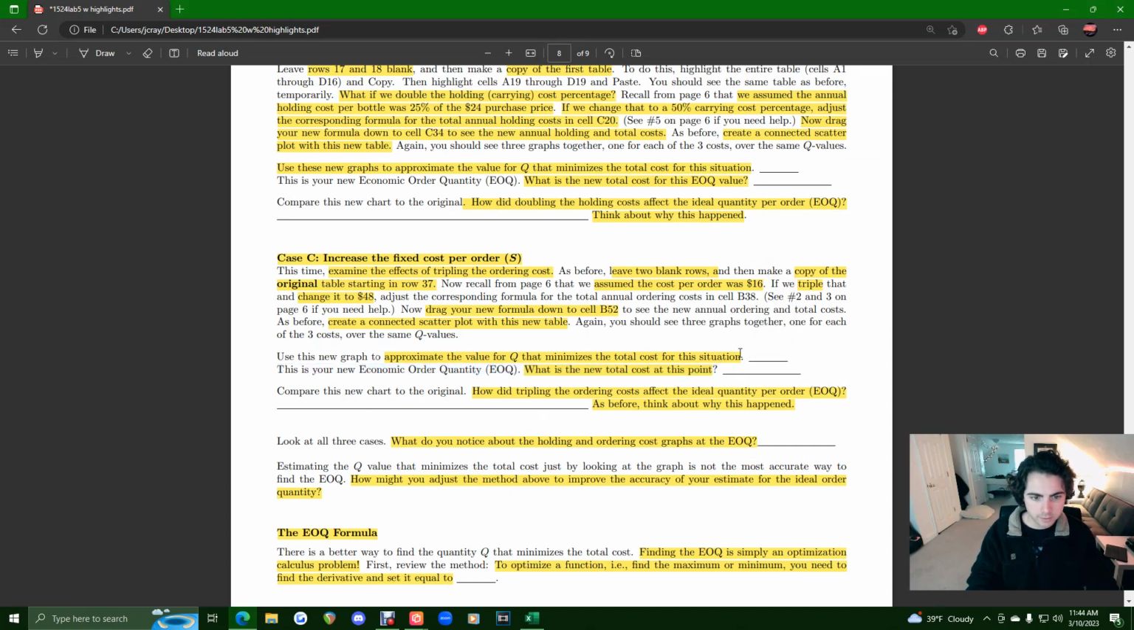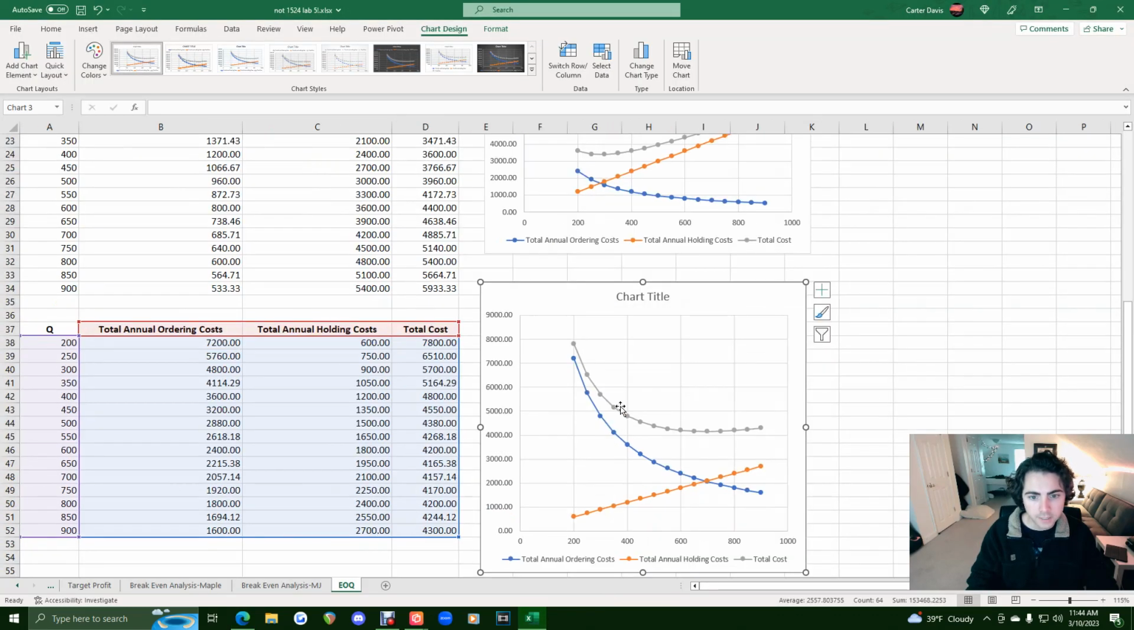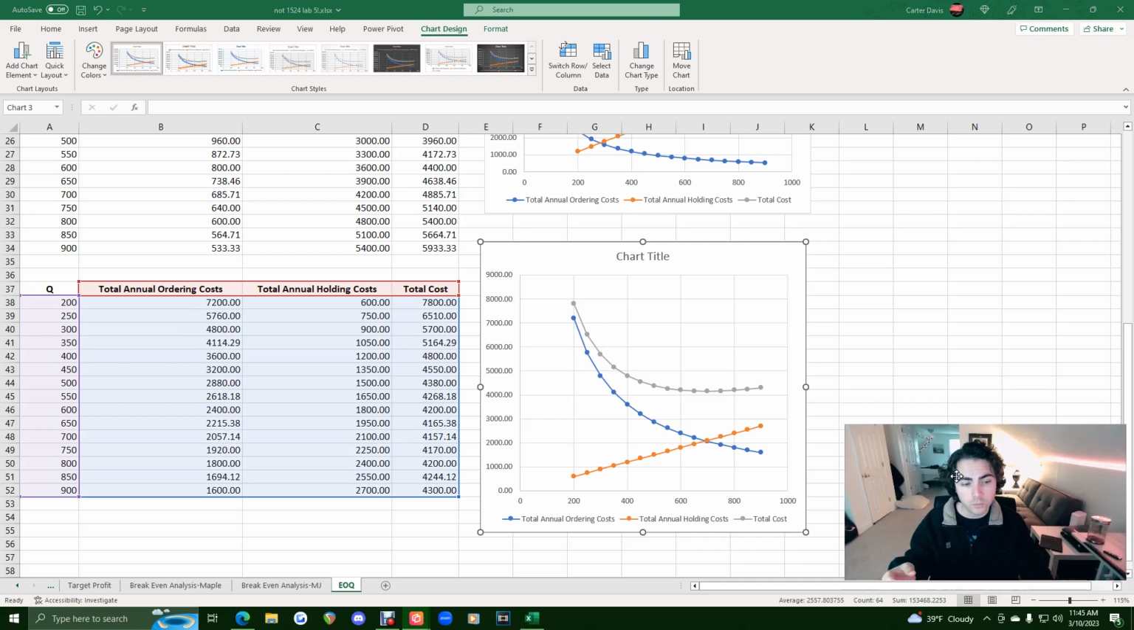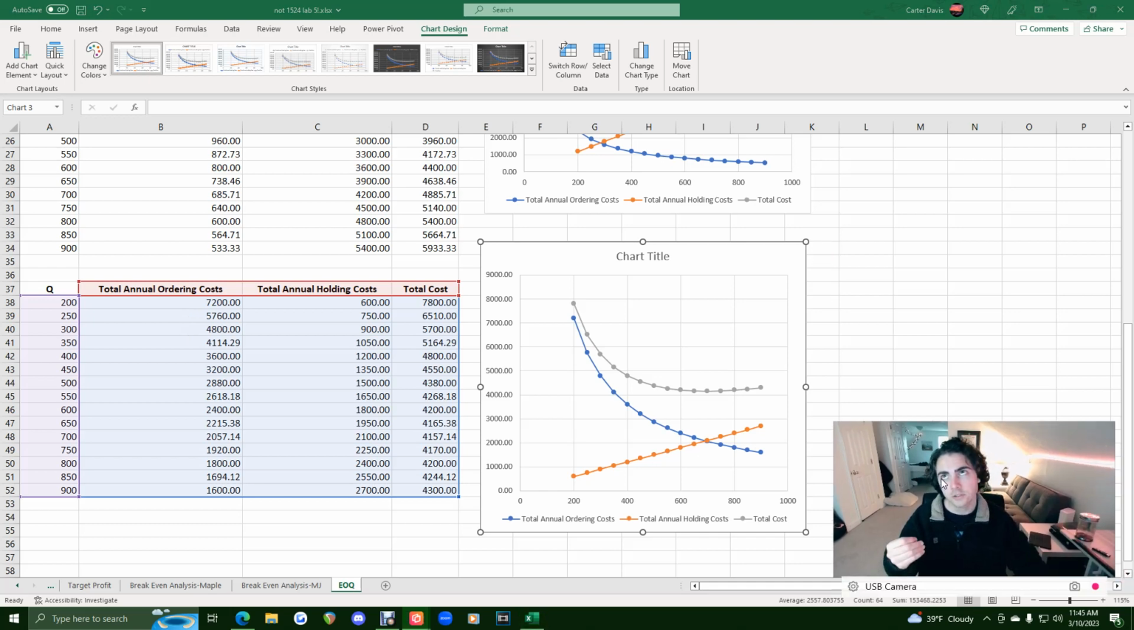How did tripling the ordering costs affect the ideal quantity per order? So tripling the ordering cost made it so, funny enough, I guess we wanted to increase the quantity per order by a couple hundred, because if we increase the cost per order, we wanted to make sure we could still eventually get all the water bottles, the 30,000 or whatever we were aiming for. But if it cost more per order, we needed to make sure we got more quantity in each order so we could place fewer orders throughout the year.